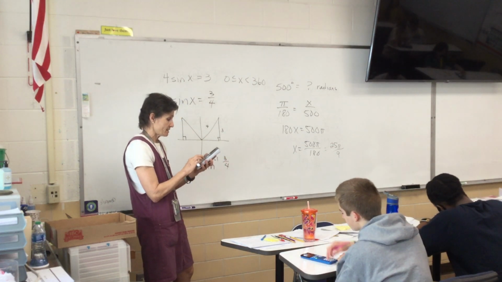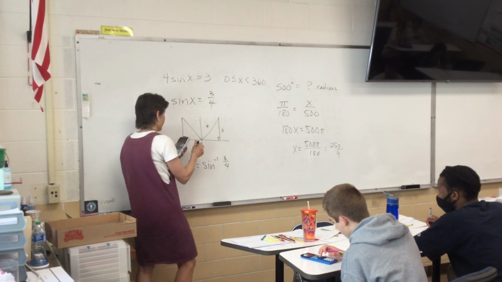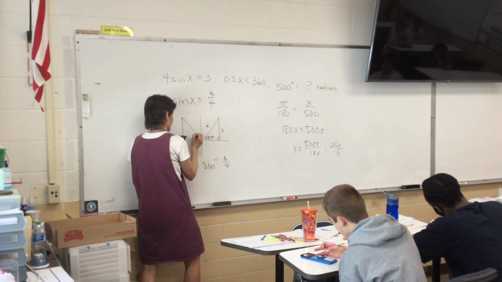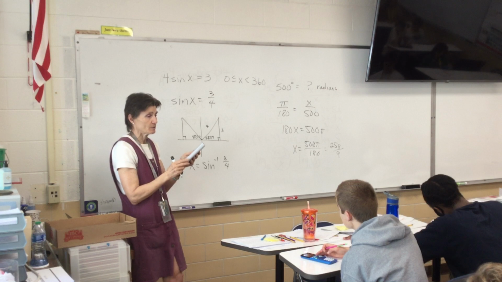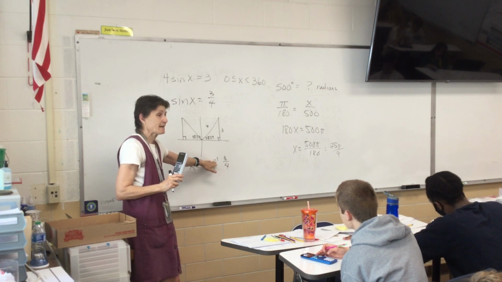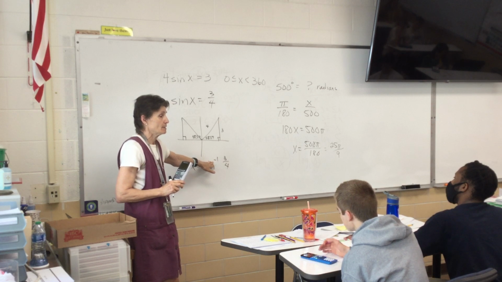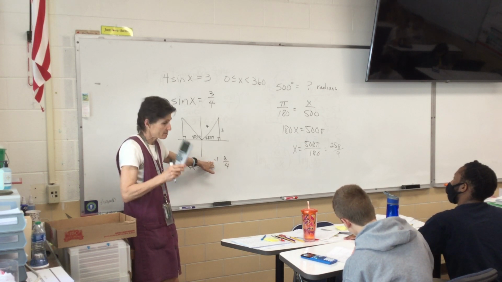So second sine 3/4 is about 48.59. To find an angle on your calculator, you always second whatever the function is. In this case, second sine. That's how we find angles on our calculator. Second sine.